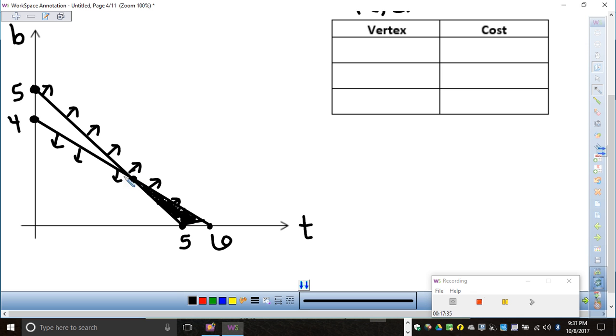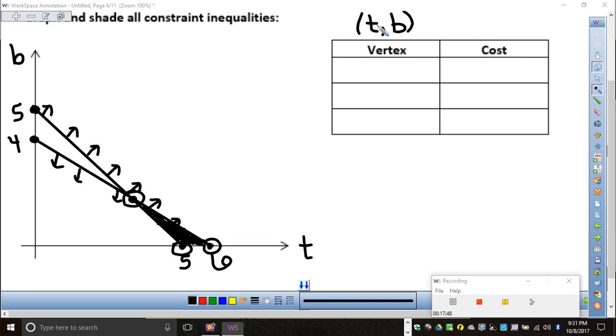So now there are only 3 vertex points. And when we're making our list of vertex points, we're always doing the vertex points of the shaded region. All right, so we're going to list them in the order T, comma, B. The first 2 down here at the bottom, these are easy to get. 5 train rides, no bus rides. Or 6 train rides and no bus rides. This is the one that we have to solve for.